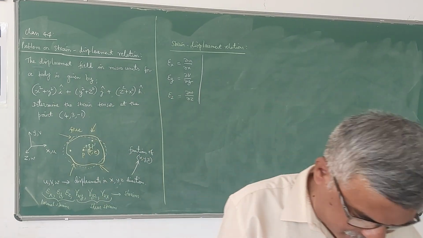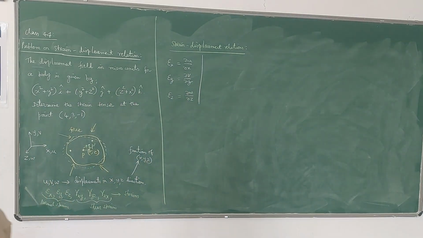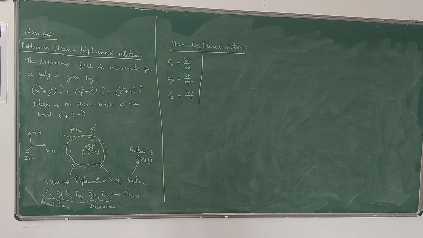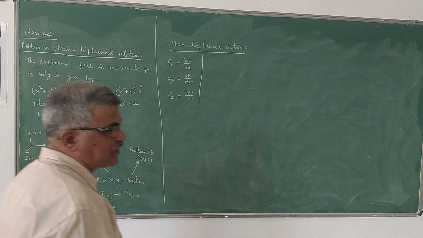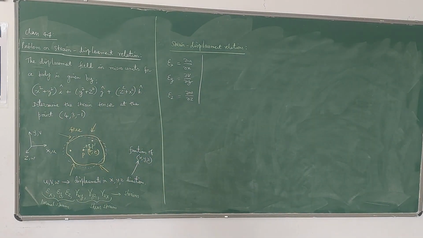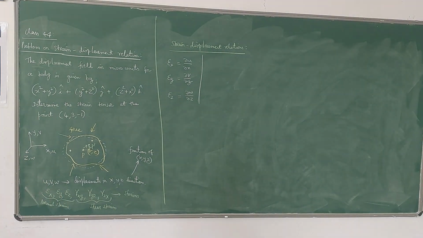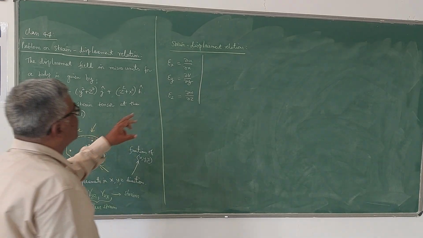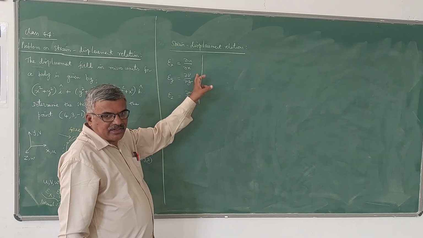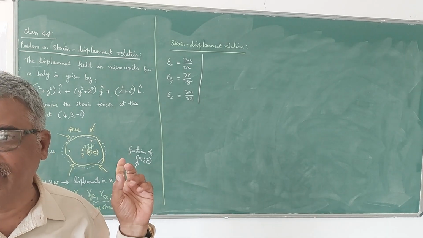You know that strain is nothing but change in dimension divided by initial dimension. That is strain in the sense of materials. The dimension may be length, diameter, volume, whatever it is. The change in dimension comes in the numerator, the original dimension in the denominator. Epsilon is equal to delta L by L. Like that, since u, v, w are functions of x, y, z, we have to take partial derivatives of those u, v, w to calculate strains in elasticity.